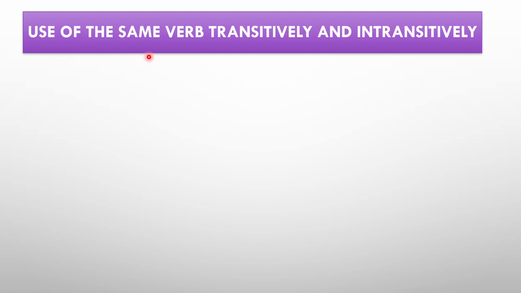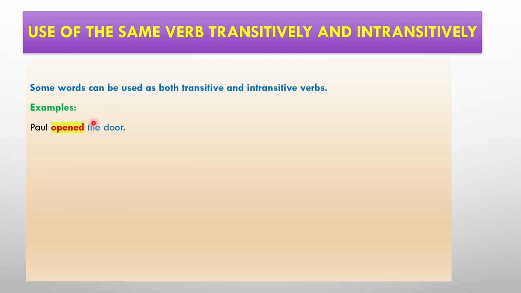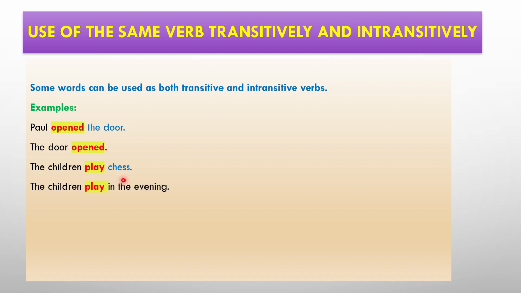So some verbs can be used both transitively and intransitively. For example, Paul opened the door. Opened what? The door. The door opened. So here the first sentence is transitive, the second one intransitive. Children play what? Chess. So here it is a transitive verb. The children play in the evening. When? So here it is an intransitive verb.